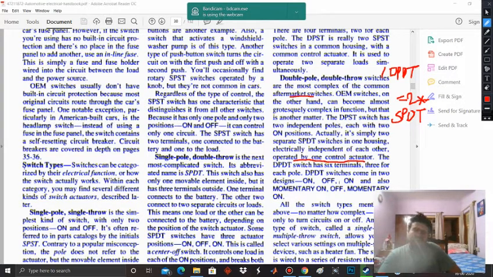The DPDT switch has 6 terminals, 3 for each pole. So for each pole there are 3 terminals. DPDT switches come in two designs: on, off, on, and also momentarily on, off, momentarily on. It comes in two designs.